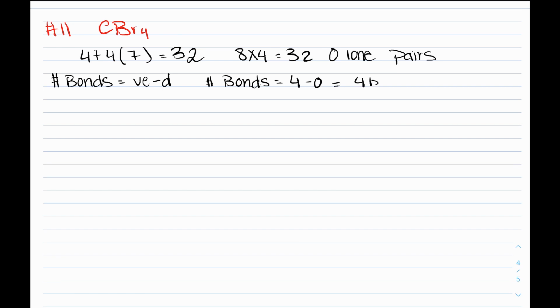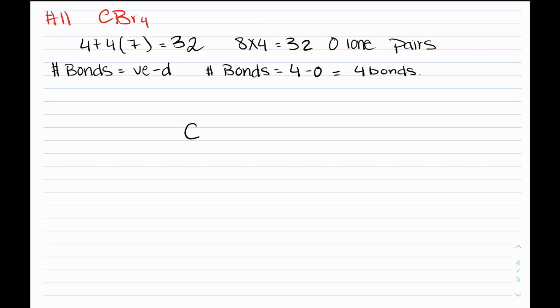So we're going to start by drawing carbon in the middle because it has the lowest electronegativity. And then we're going to have 4 bromine, and we know we need to have 4 bonds because we found that through our equation. So we have 4 bromine. So overall we have 32 valence electrons, and when we drew the bromine we used 8 valence electrons. So 32 minus 8, we have 24 valence electrons left.